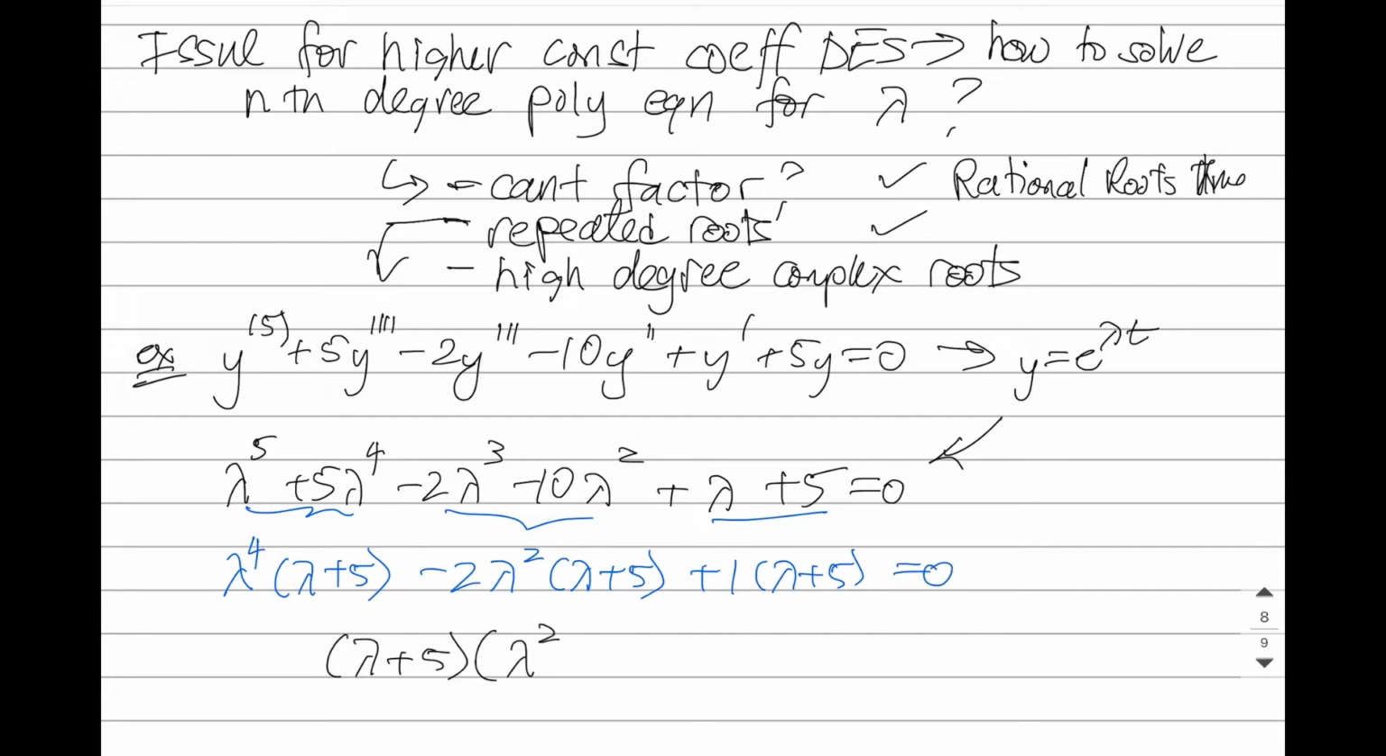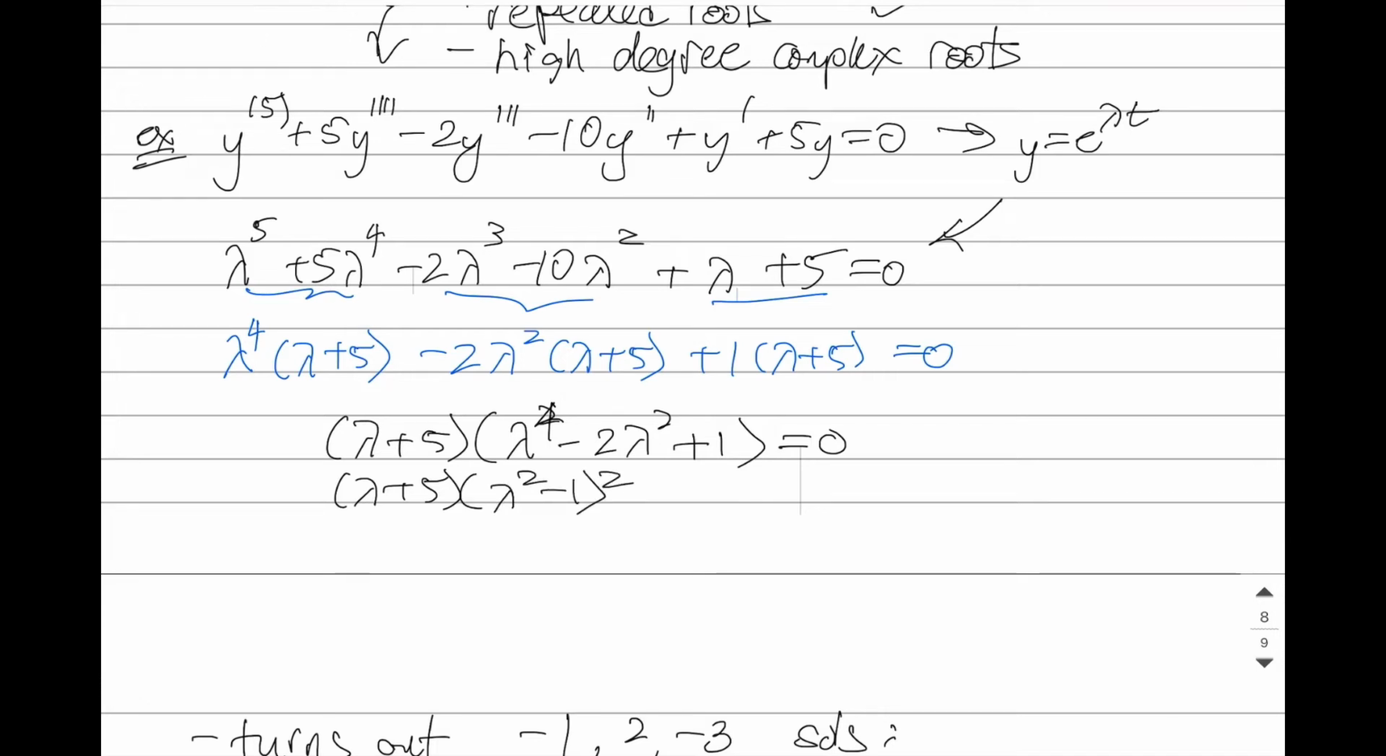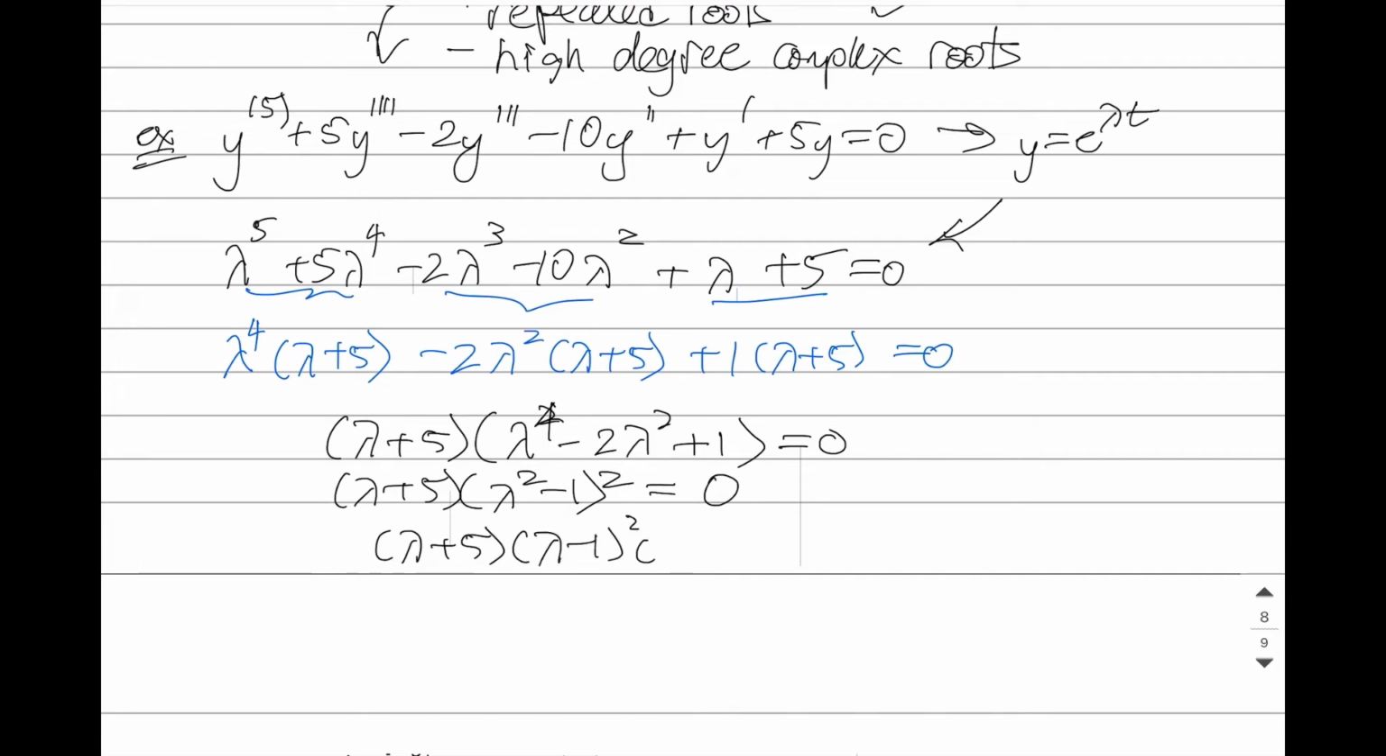We'll have lambda squared minus 2, lambda to the 4, lambda minus 2 lambda squared plus 1 is 0. This could be factored into lambda plus 5, lambda squared minus 1 squared. Lambda plus 5, lambda minus 1, all squared, lambda plus 1, all squared is 0. So the solutions will be negative 5, 1, 1, negative 1, negative 1.